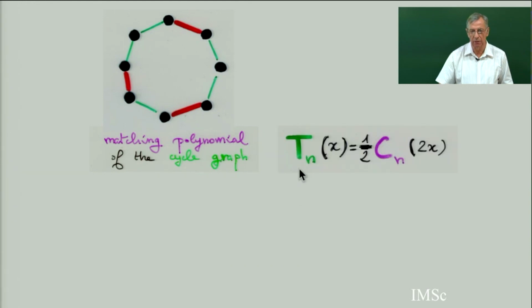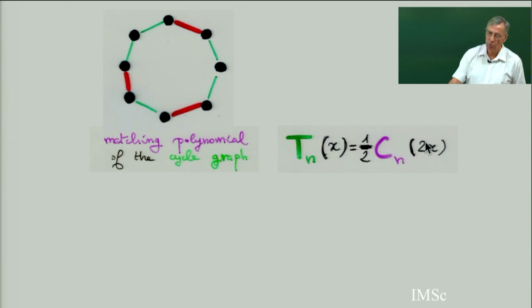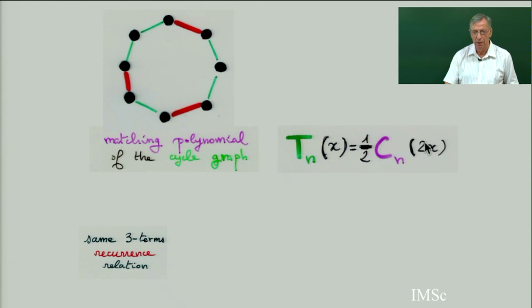And I claim that Tn of x, the Chebyshev polynomial of the first kind, is half of the matching polynomial of the cycle graph when you replace x by 2x. To prove this, you have to show that they satisfy the same three-term recurrence relation. I already gave the three-term recurrence relation for Tn, which comes from trigonometry. I will not give a proof.